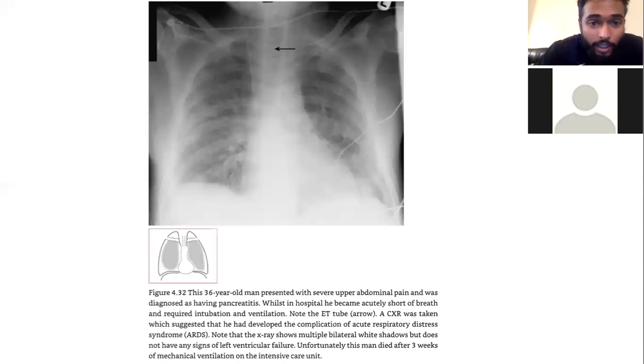But I definitely see, even here, you see like, oh, this is a good one. You see right here, Kenny, where I'm circling. There's consolidation, but you see these air bronchograms, these two lines. Yeah, that's a good one.